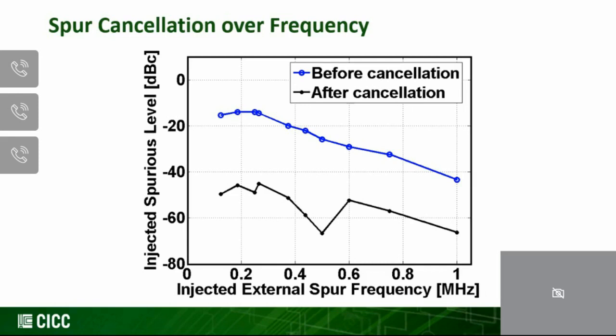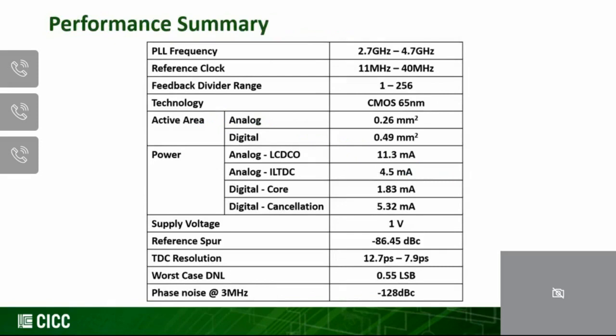So meaning that it will take a longer time for you to fully cancel the spurs. So those are just the trade-off, and we were pretty happy with that result, because that was a true spur cancellation that we can do for a target frequency, and we can null it out.